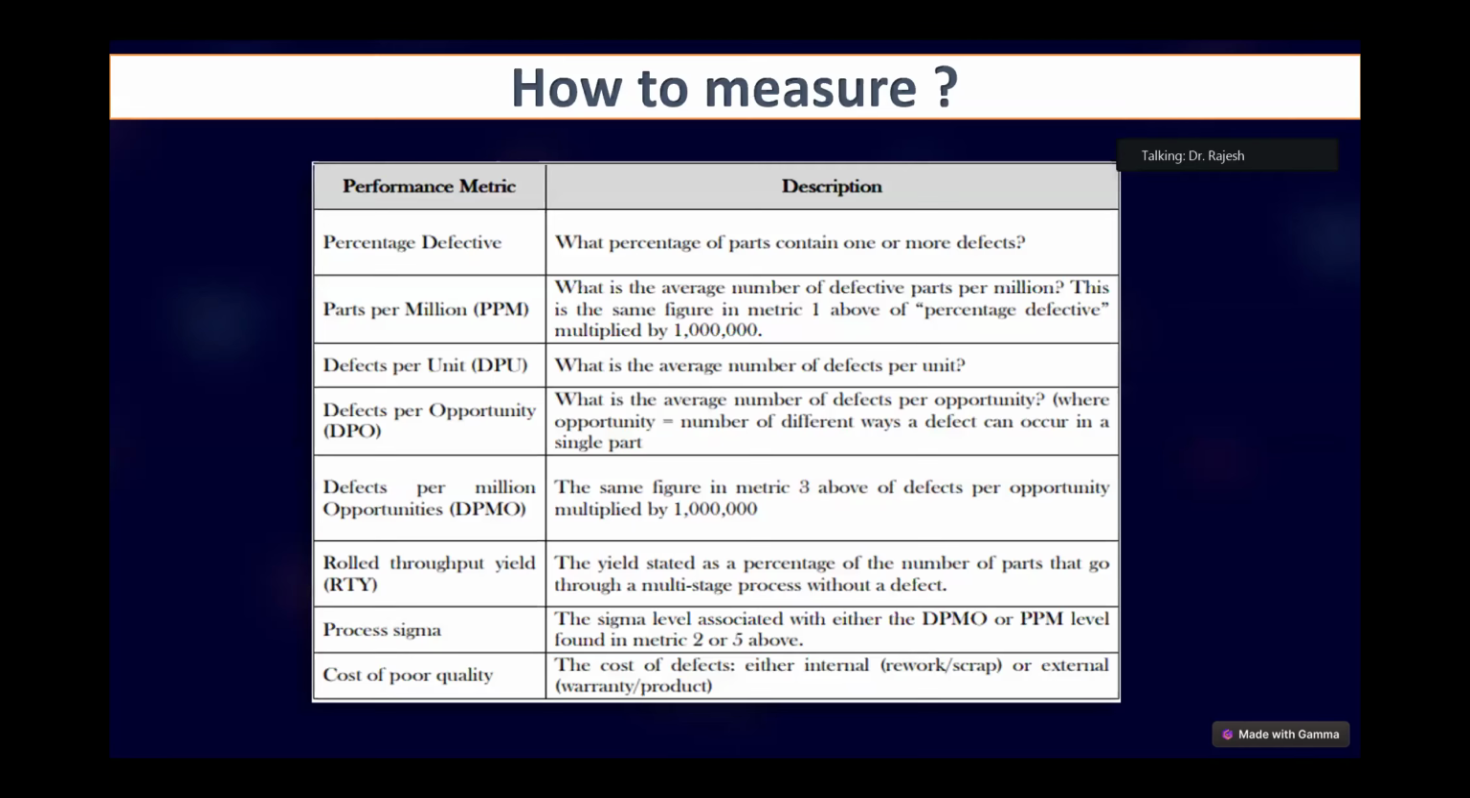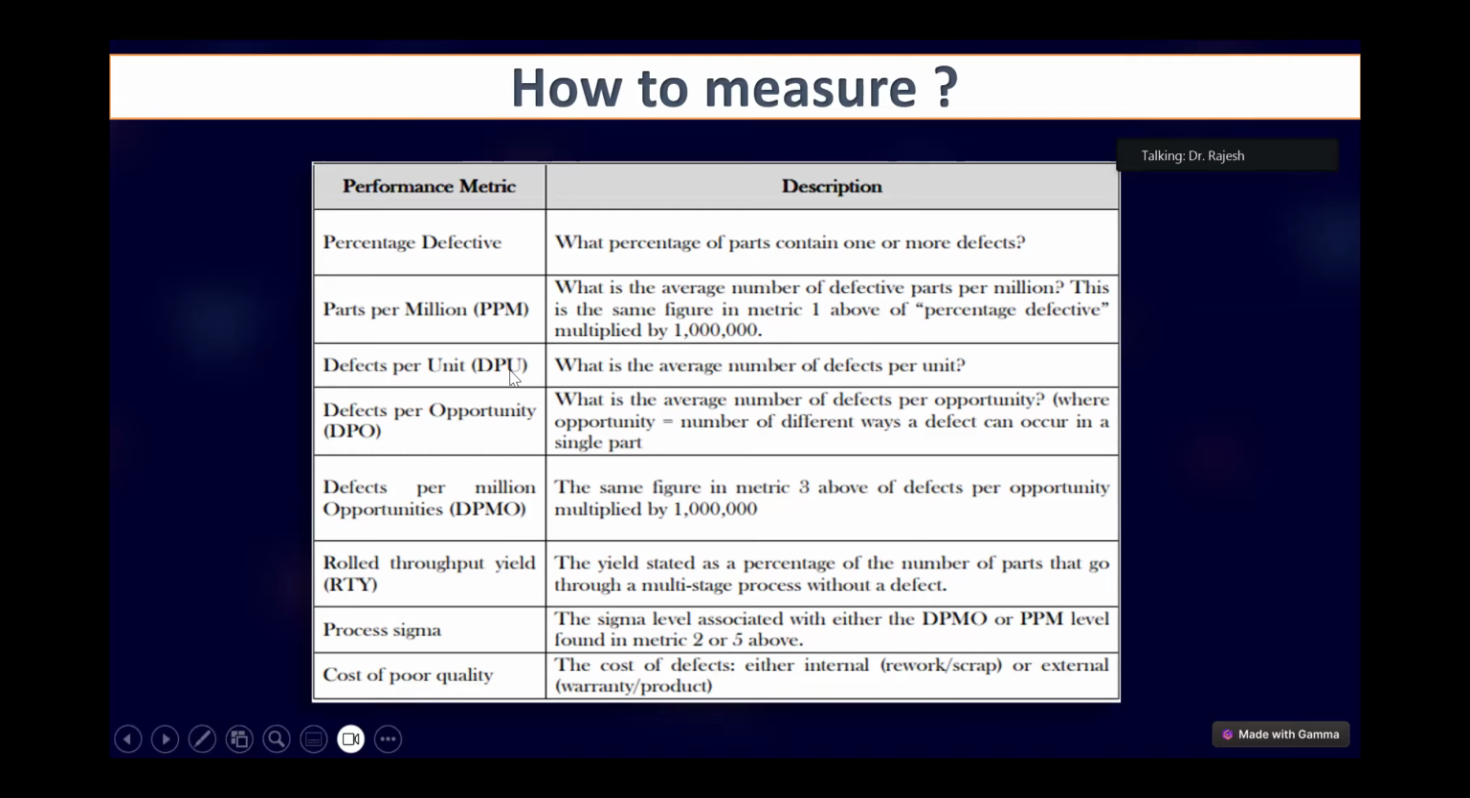How can I improve? See, improvement is basically your KPI. How do I know whether I've improved or not? It's based on your KPI metrics. What is my percentage of defects? For example, last month my quality percentage was around 85 percent. Did I improve it from 85 percent to 90 or 95 percent? That is my measurement. And second one, the parts per million. How am I going to measure it by parts per million and how am I improving on it?